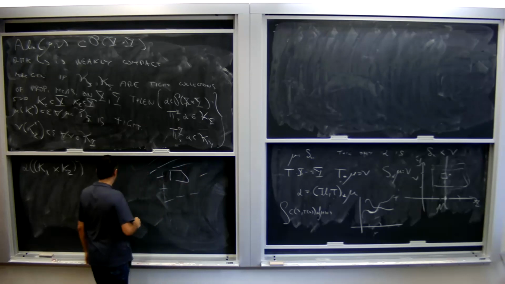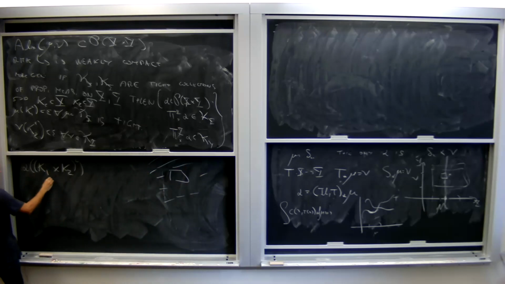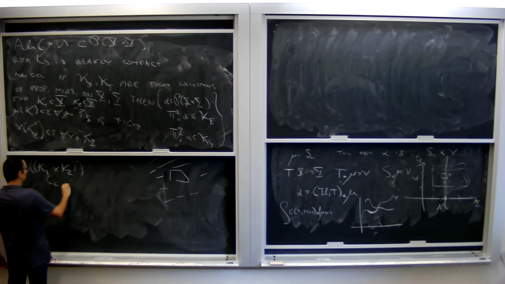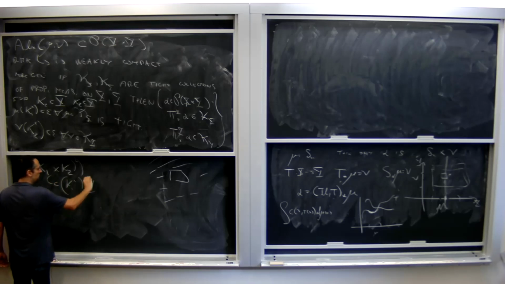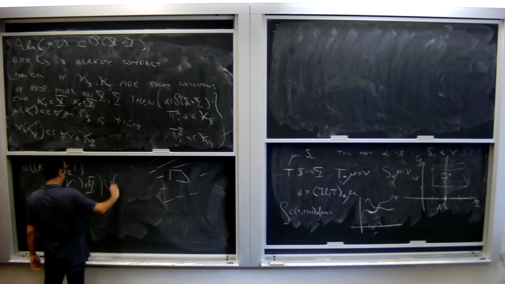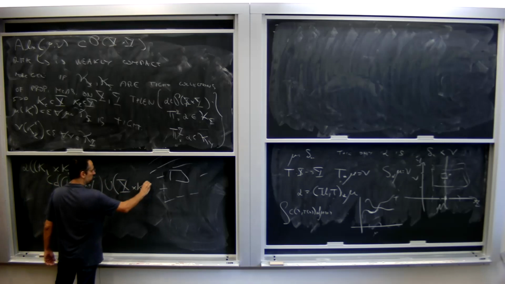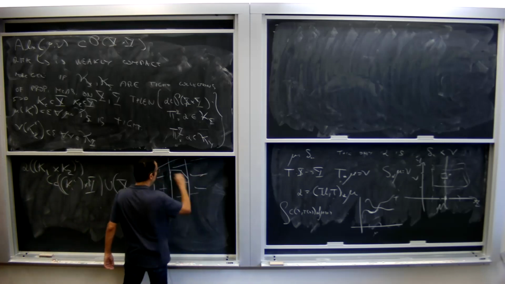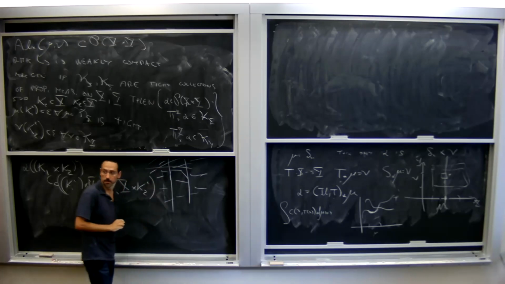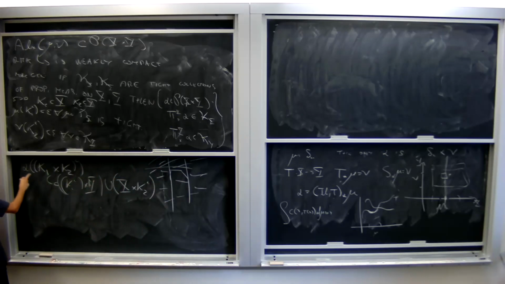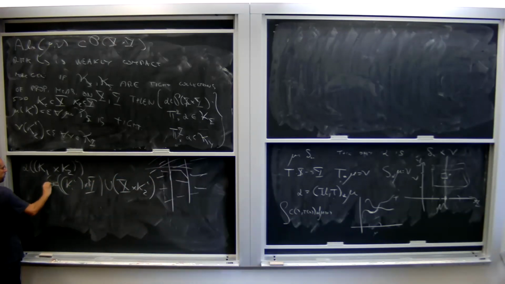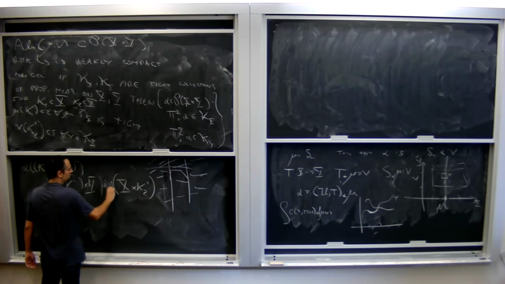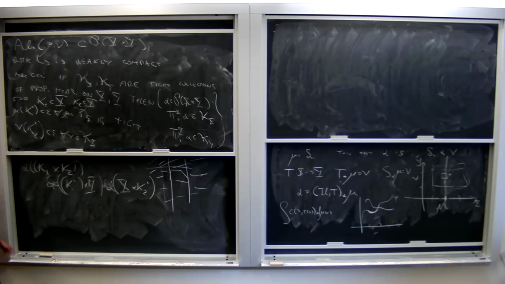So this is clearly, as a set, included in the complement of k1 cross y, union x times the complement of k2. Okay? It's just this guy and the other guy. Make sense? So alpha of this is less or equal than alpha of this guy plus alpha of this other guy. But how much is it?